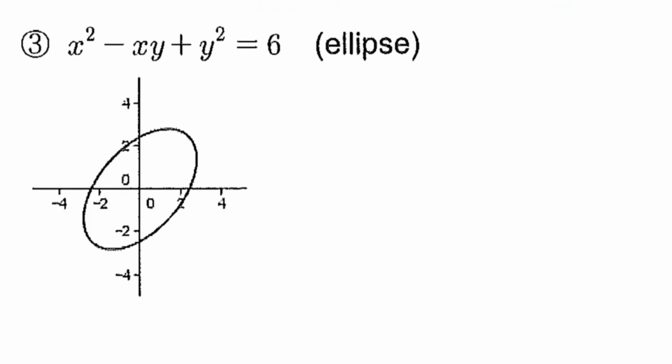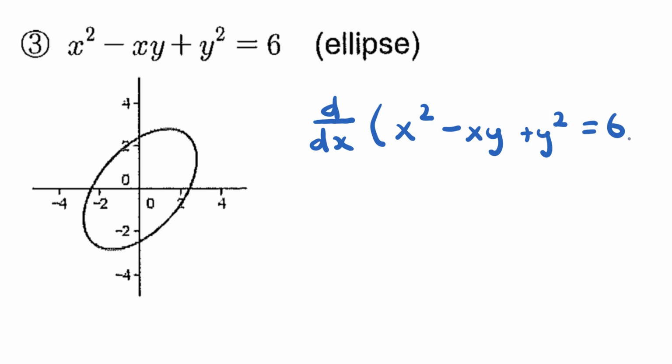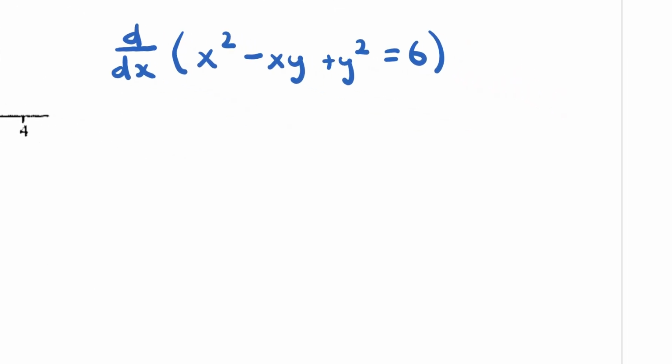So I need to take this derivative here. Let me start off by first writing d over dx, and then we're taking the derivative of x squared minus xy plus y squared equals 6. Okay, so let's start taking the derivative now. So the derivative of x squared is going to be 2x, and then we have a minus sign, so I'll put a minus sign there.